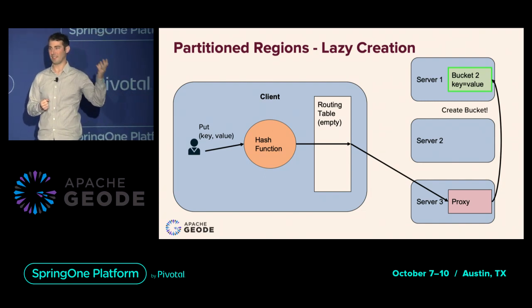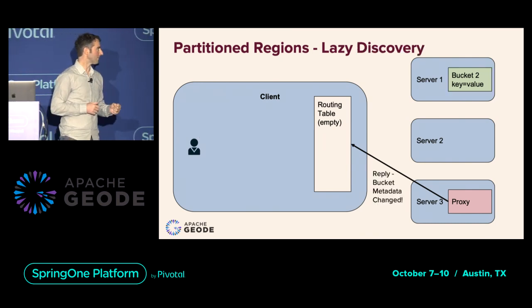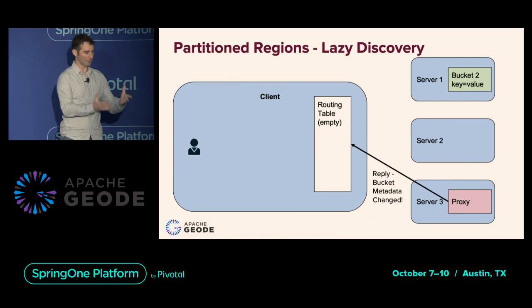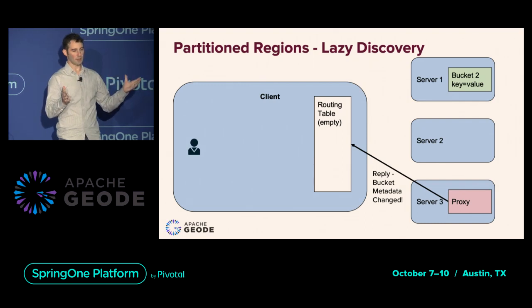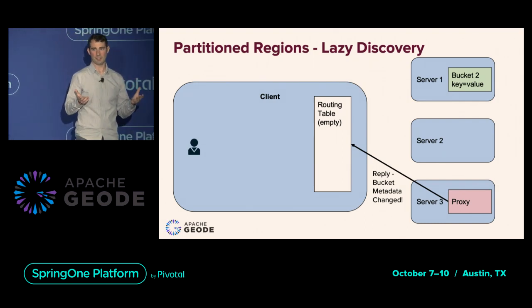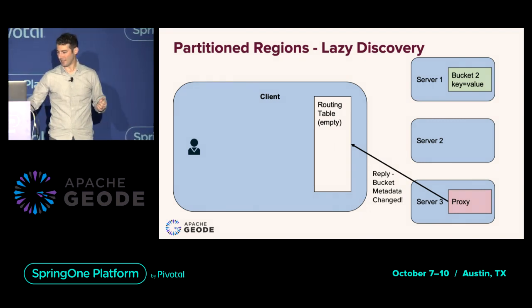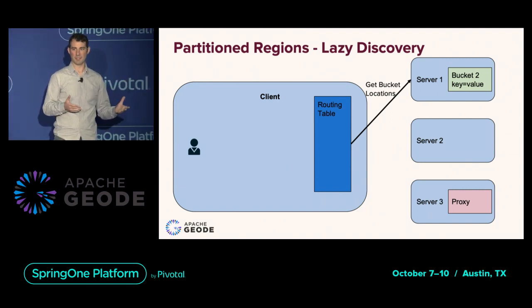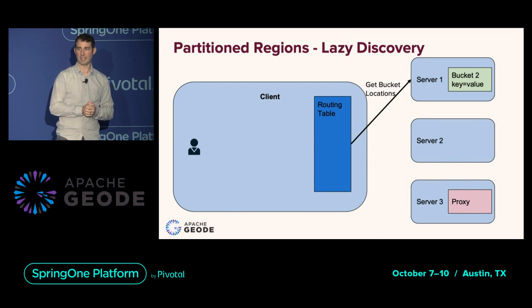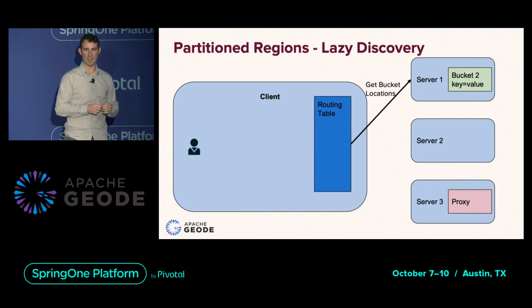So your bucket and your location for the data is lazily created when you're doing an operation. And then, as part of the reply to that operation, the server is also going to tell the client, okay, you sent this operation to me, but I wasn't the best place for you to do this operation. Like, I don't have this bucket, it's somewhere else. You need to update your metadata. And at that point, the client is going to turn around and fetch metadata from one of the servers to say, where are all the buckets at this point? So it's basically lazily discovering the metadata and storing it in a routing table on the client.